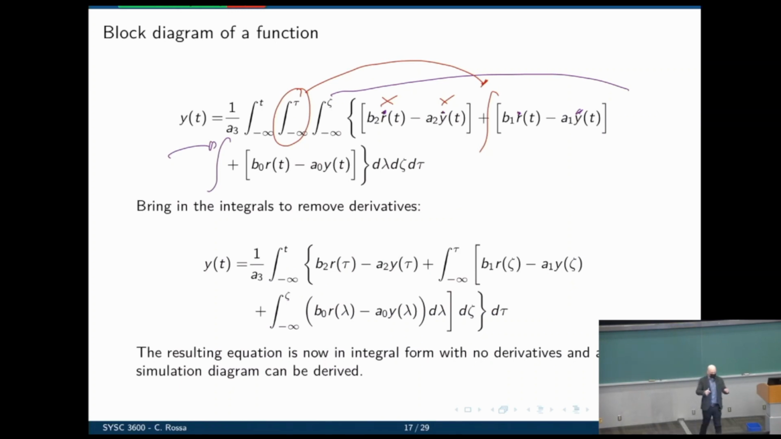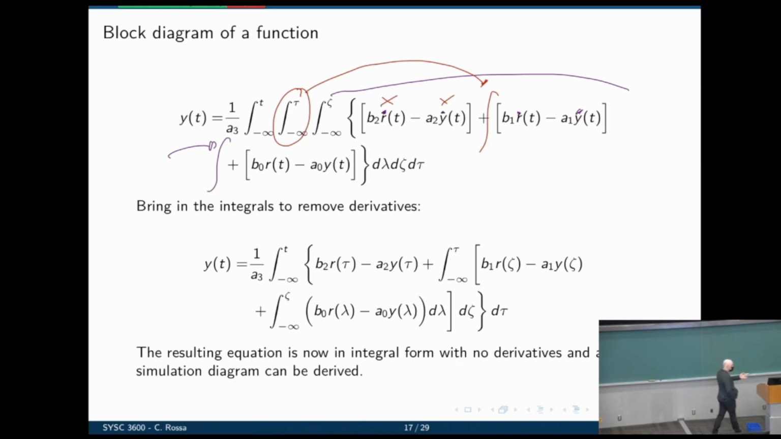So if you bring in the integrals to remove the derivatives, we get the equation in the center there. Does that one make sense based on what we discussed? Yeah, and these variables that you see appearing here, tau, zeta, and lambda, they are just dummy variables of integration that will disappear once the integral takes place and everything goes back to time. Now you see that time is the variable of integration in the last integral, so everything eventually goes back to a function of time. Does that make sense? Are you sure? Yeah.